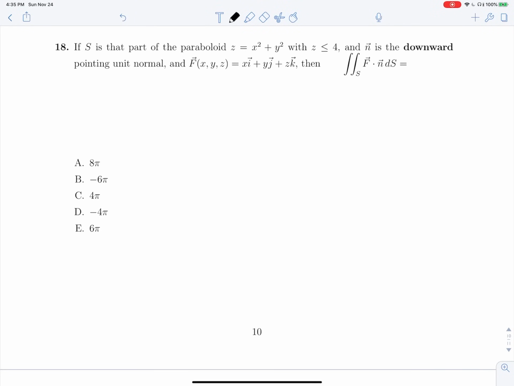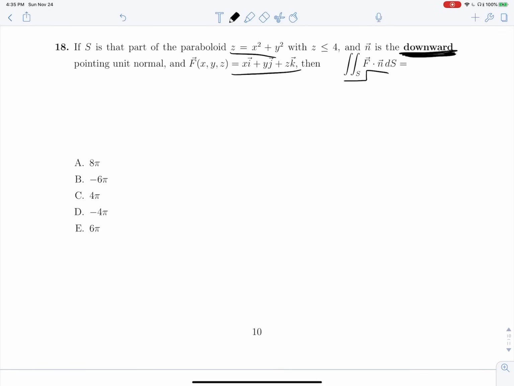If S is the part of the paraboloid z equals x squared plus y squared with z greater than or equal to 4, and n is the downward positioning normal vector. This is important, the word downward. That's going to influence things later on down the line. And F is this, then we are looking for this integral right here, F dot n dS.